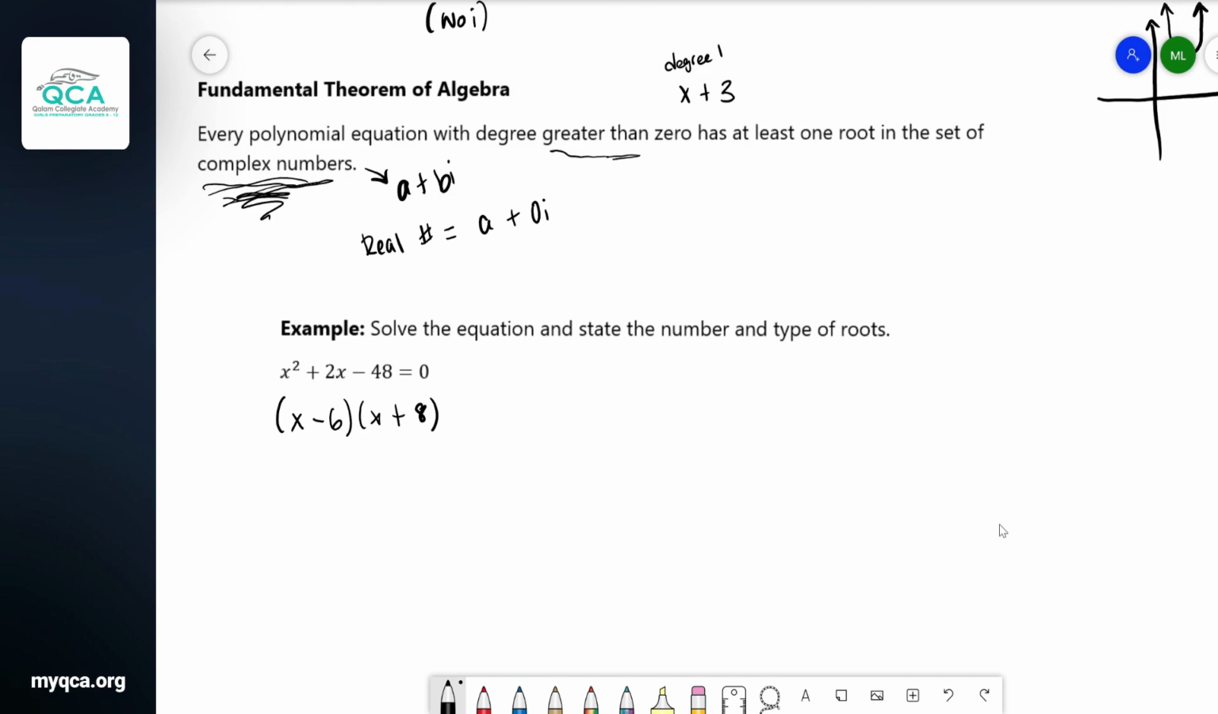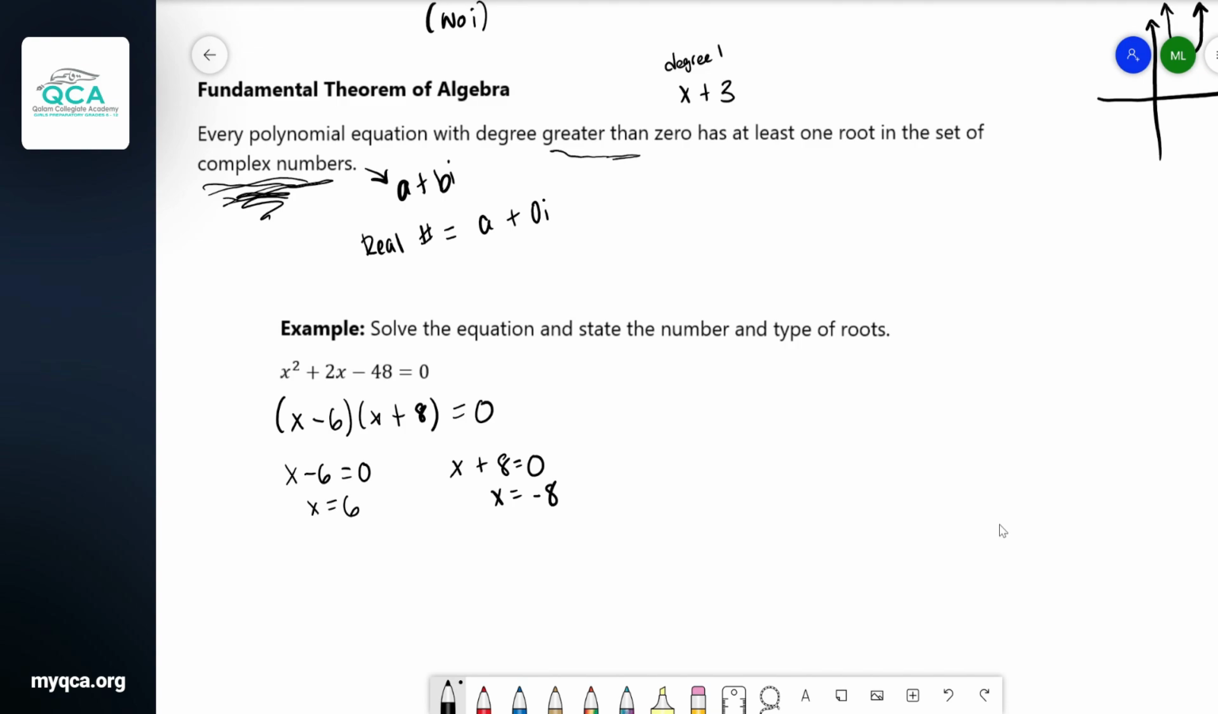So when you factor this, x minus 6 times x plus 8 is going to be equal to 0. Then solve the equation. By the zero product property, which is just a fancy name for setting each of these binomials equal to 0, and then solve. So x is equal to 6, x is equal to negative 8. So I solved it. I have x equal to 6 and x equal to negative 8.